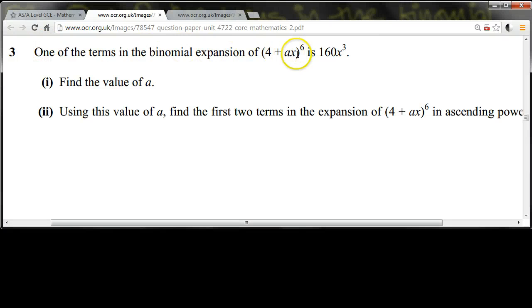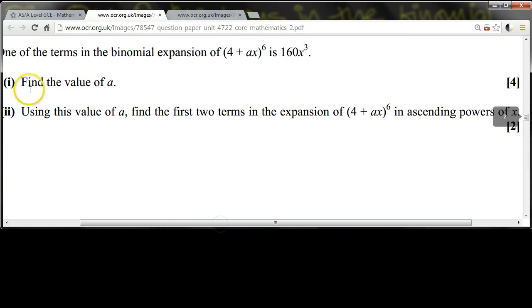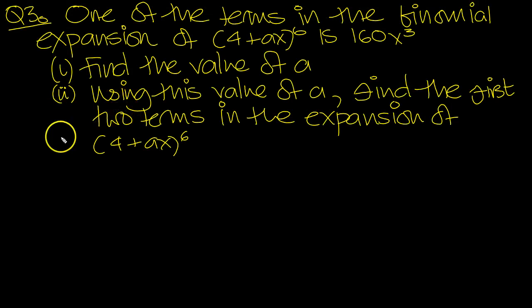One of the terms in this expansion of this bracket is 160x cubed. Find the value of a. Using this value of a, find the first two terms in the expansion of this in ascending powers of x. Okay, so let's have a look at this then. First of all, the x cubed term would be the second power cubed, wouldn't it?